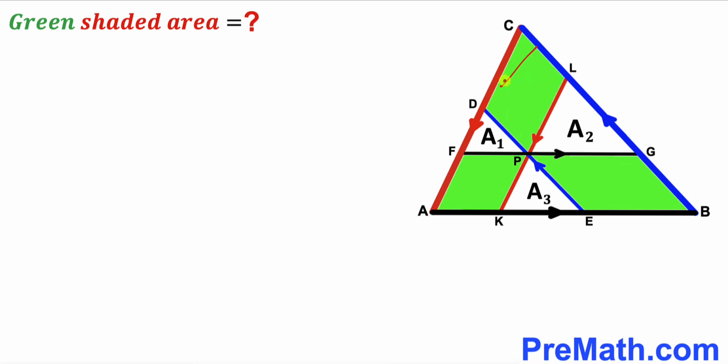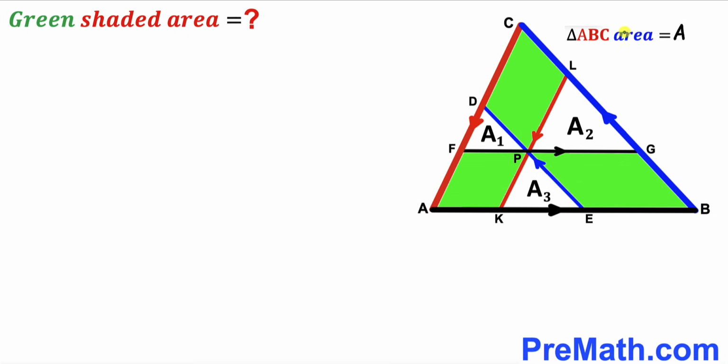Let's focus on this big triangle ABC. Let's assume the area of this big triangle ABC is uppercase A square units. So therefore we can write the area of this triangle ABC is uppercase A.